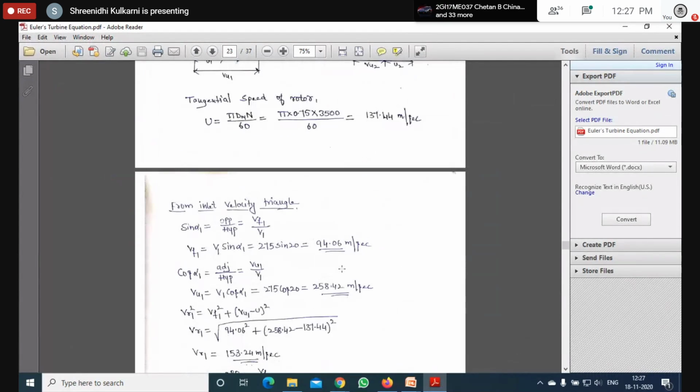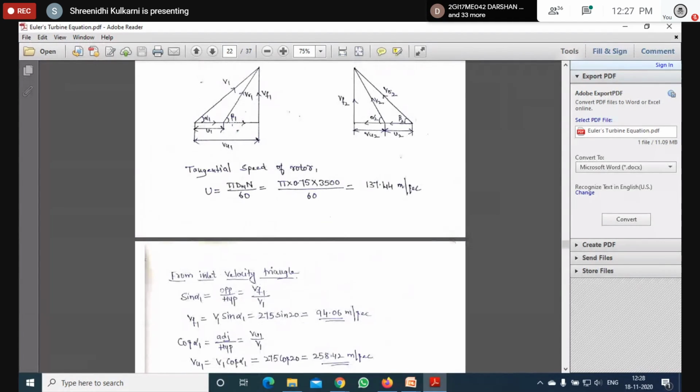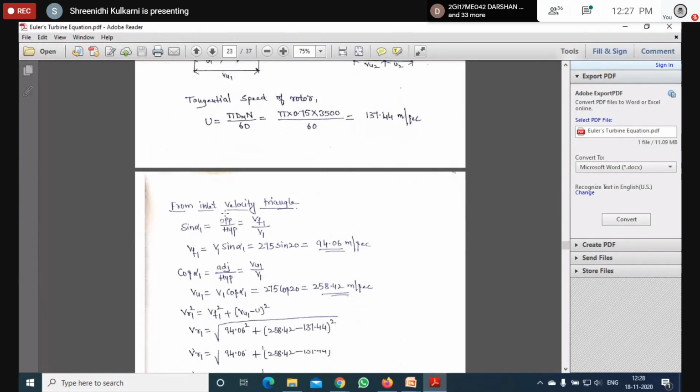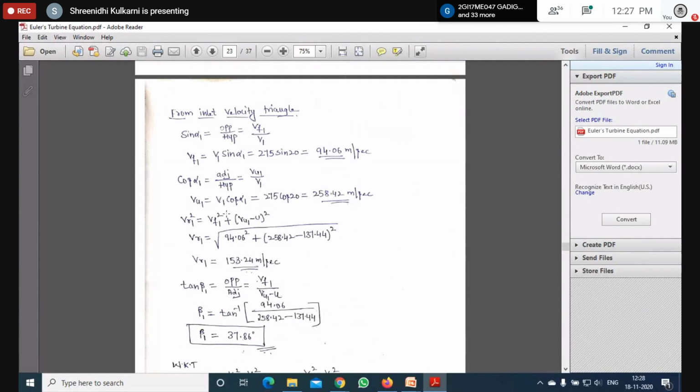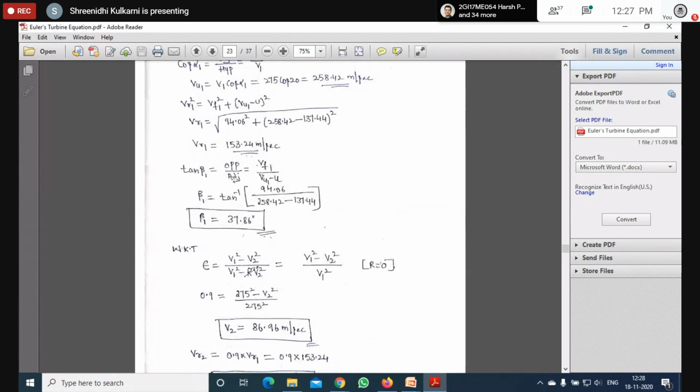So next, find out beta 1 from the inlet velocity triangle. We know tan beta 1 is opposite by adjacent. Opposite is VF1, and adjacent is this distance, which is VU1 minus U. So find out what is beta 1.